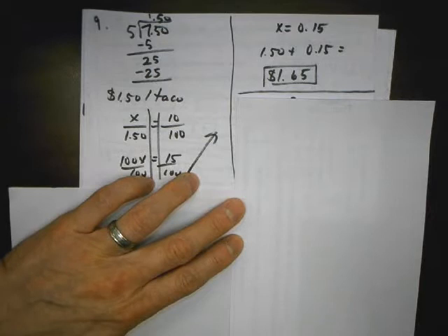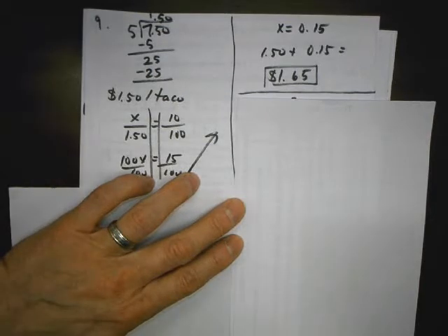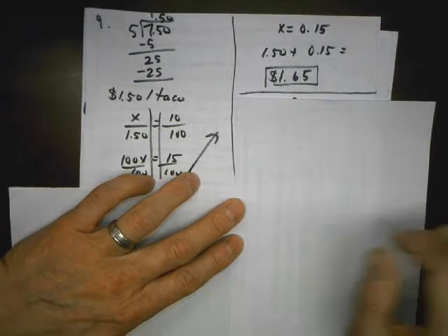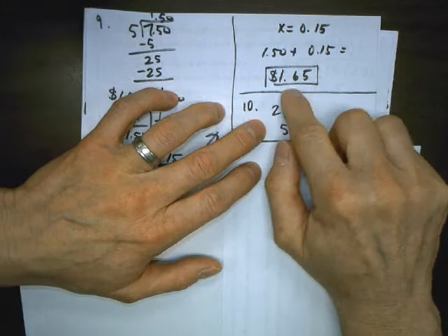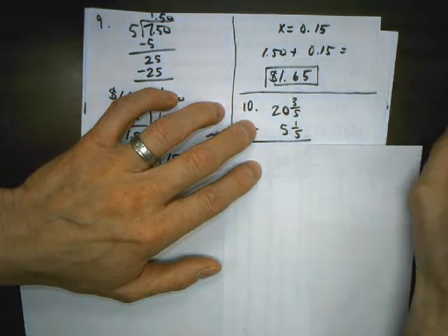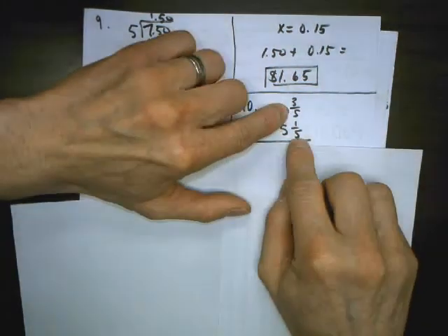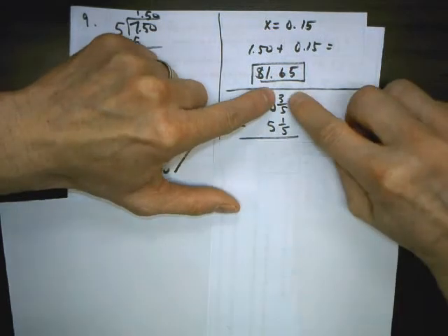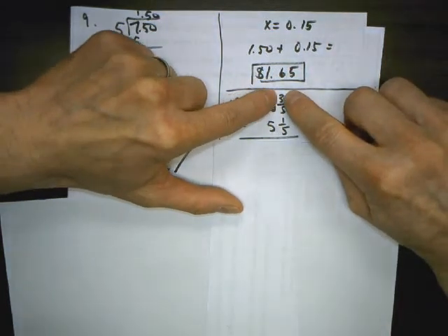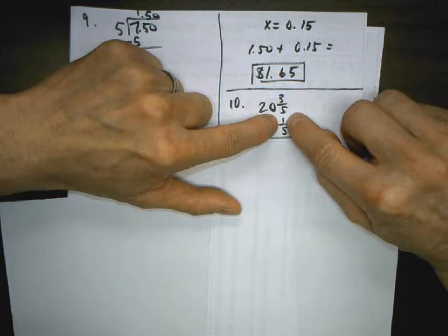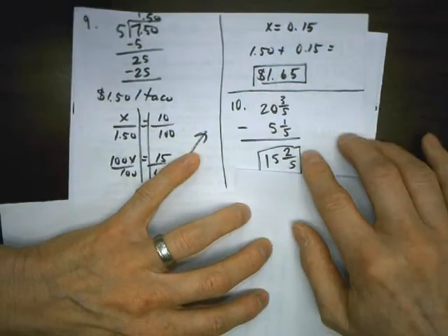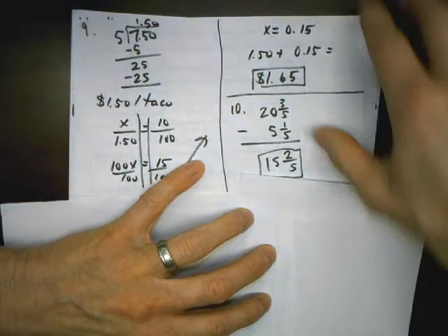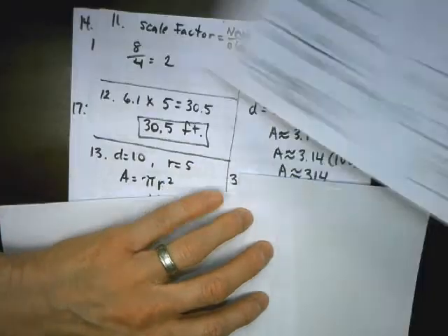Number 10 says, Jim has 20 3/5 ounces of water. He spills 5 1/5 ounce. How much is left? So when I subtract these two, normally we'd turn them both into improper fractions, get a common denominator, and do all that work. But if I see they already have the same denominators, and the numerator of the top fraction is greater than the bottom numerator, then I don't need to do all that work. I can just do 3 take away 1 is 2. That's 2/5, and 20 take away 5 is 15. So there's 15 2/5 ounces left.